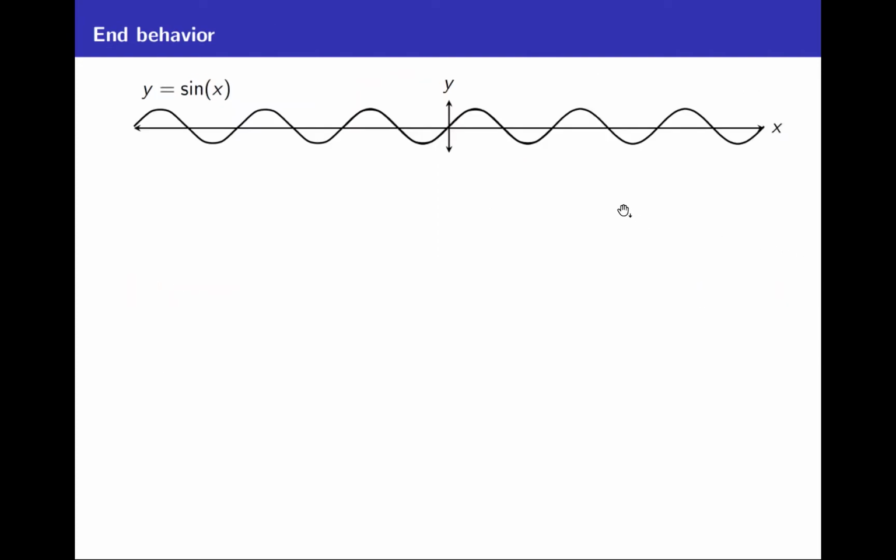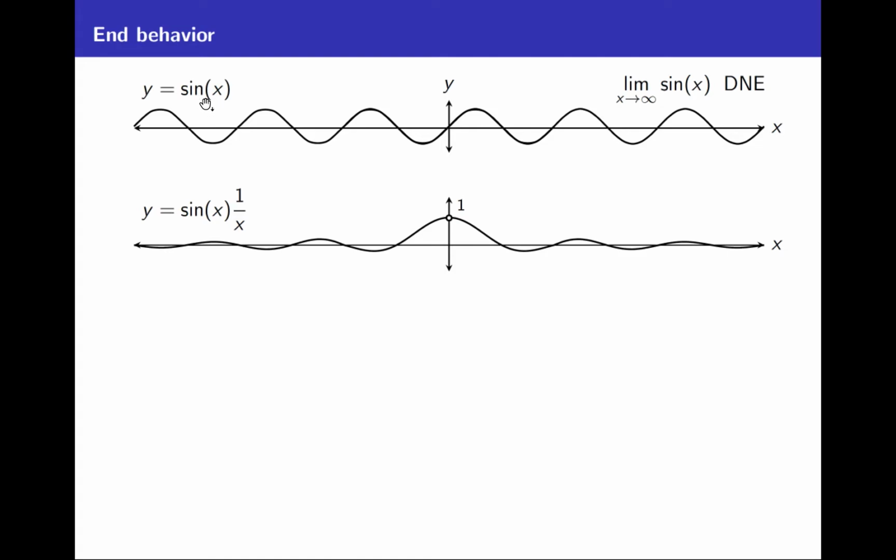Let's look at the end behavior of sine of x. As x goes to infinity, sine of x doesn't approach any single number. It just oscillates up and down. So we say the limit as x approaches infinity of sine of x does not exist. And the same for x approaching minus infinity. So because we don't get finite values for the infinite limits for sine of x, we say that sine of x doesn't have any horizontal asymptotes.